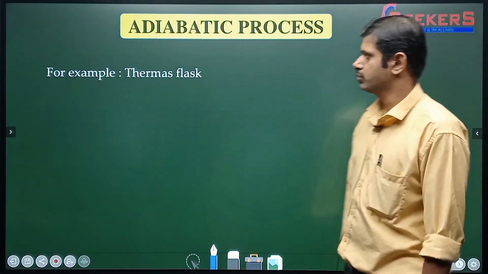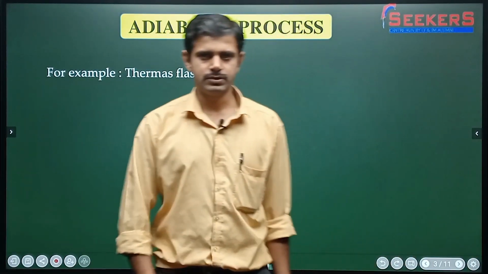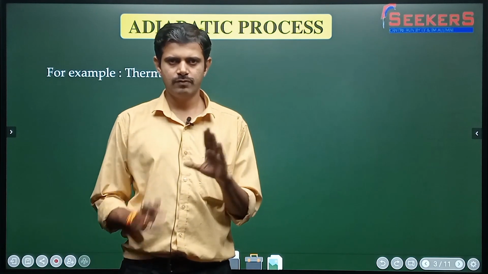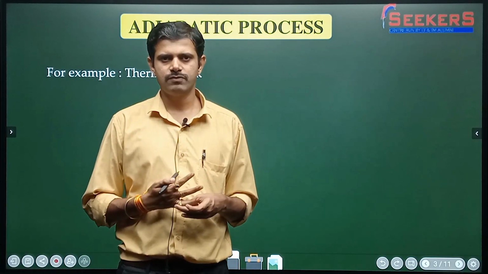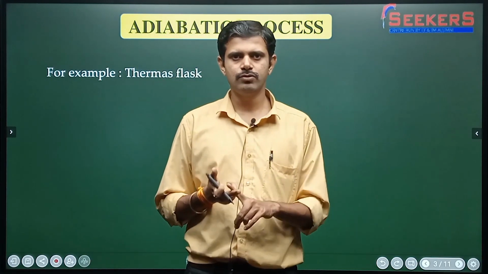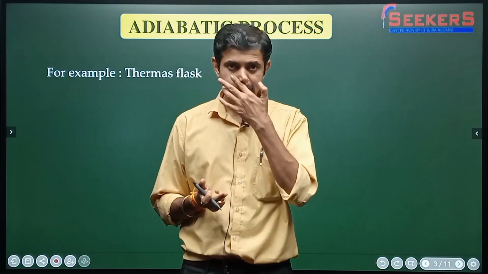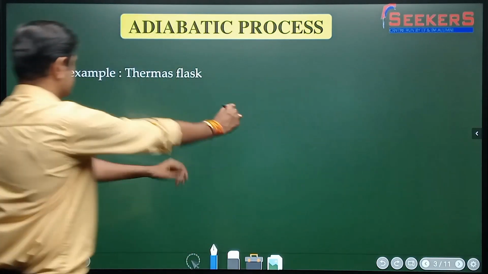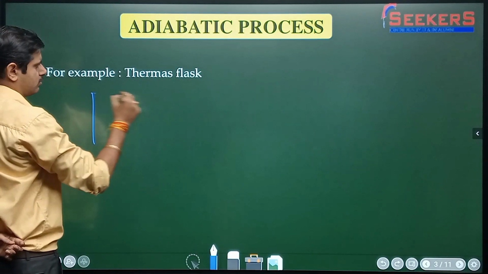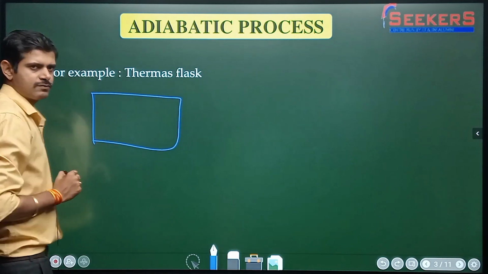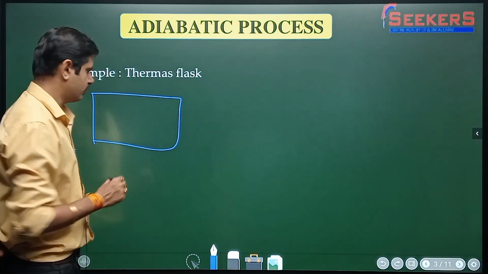Now what are the next types of processes? Next is the adiabatic process. Okay, the adiabatic process is a very good process. Any process in which there is no passing of heat, meaning heat is neither gained into that system nor released out of that system. So what happens in this case? See, for example, you take one thermos flask or hot box where we put our food.